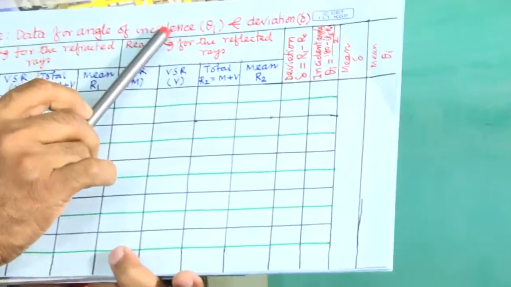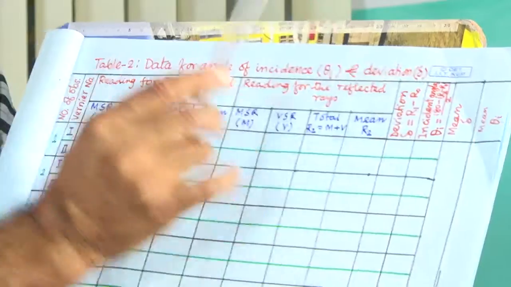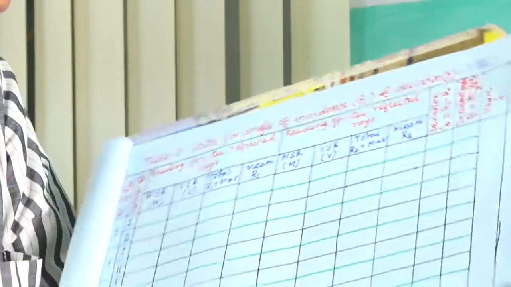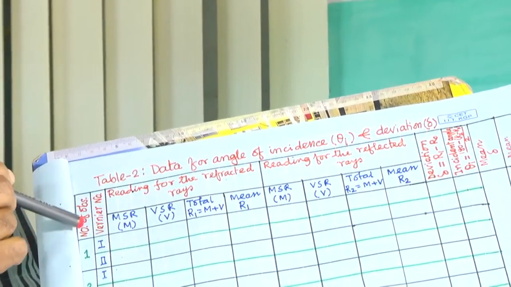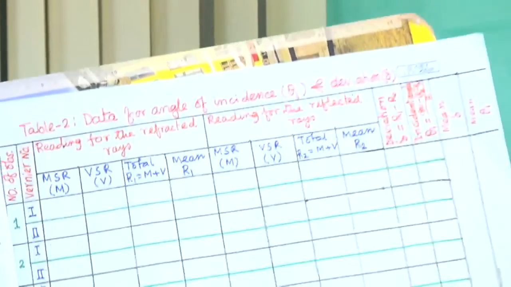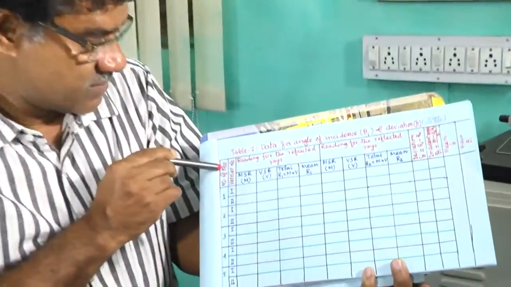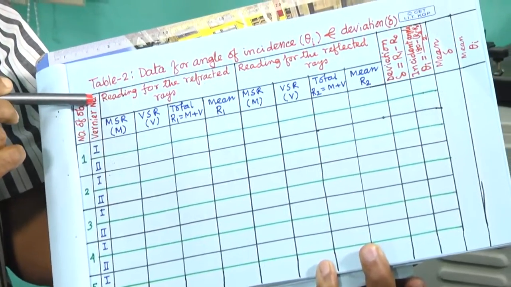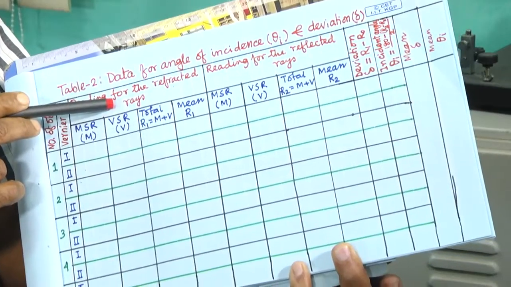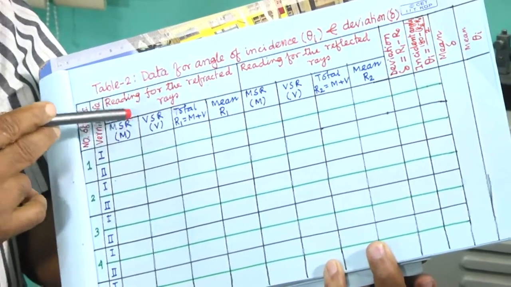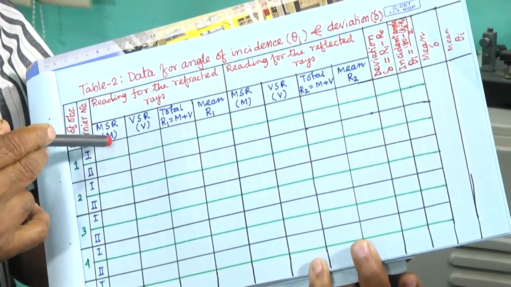For angle of incidence and deviation. Remember, this is not minimum deviation, it is the deviation. So the table here I have written number of observations, then vernier numbers, then reading for the refracted rays. Again this main scale reading, vernier scale reading, total reading. We will take observations.